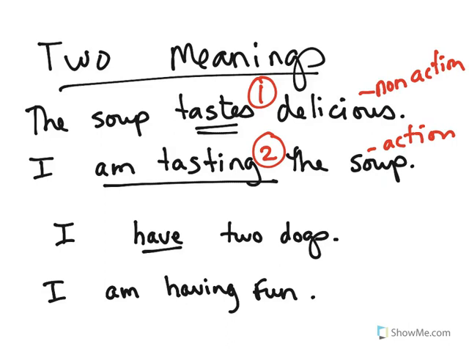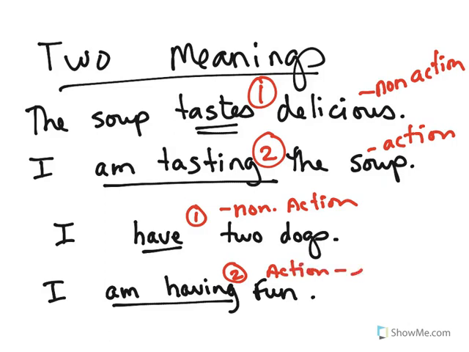So in this case, that's a second meaning. That's a different meaning. That's an action meaning. Here, the first meaning is non-action. It's possession. Here, the second meaning is an action meaning. It means to experience. Other words have a difference in meaning. A lot of the perception verbs, like taste or smell, can have two meanings. Have can have two meanings. Think can have two meanings. If you're not sure, there's a lot of resources out there where you can look up non-action verbs and read a little bit more about that.